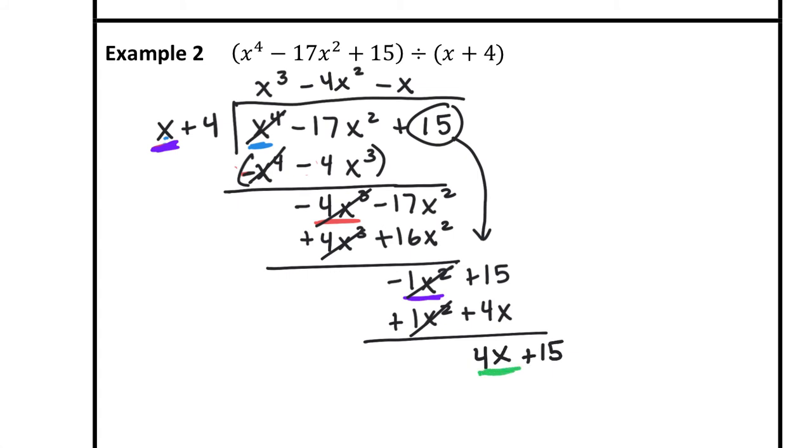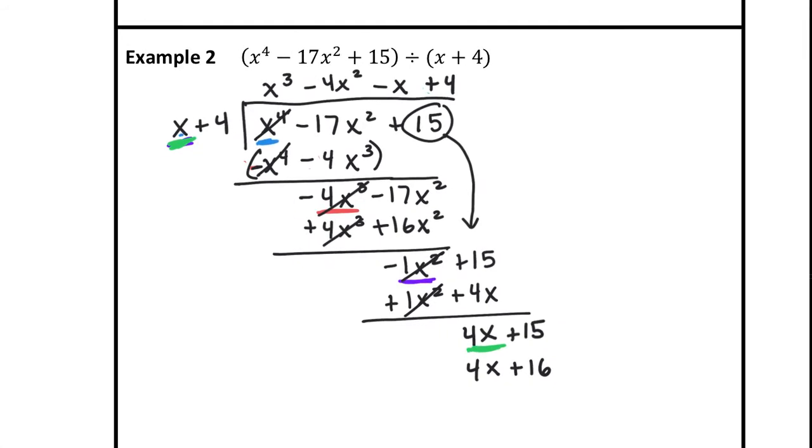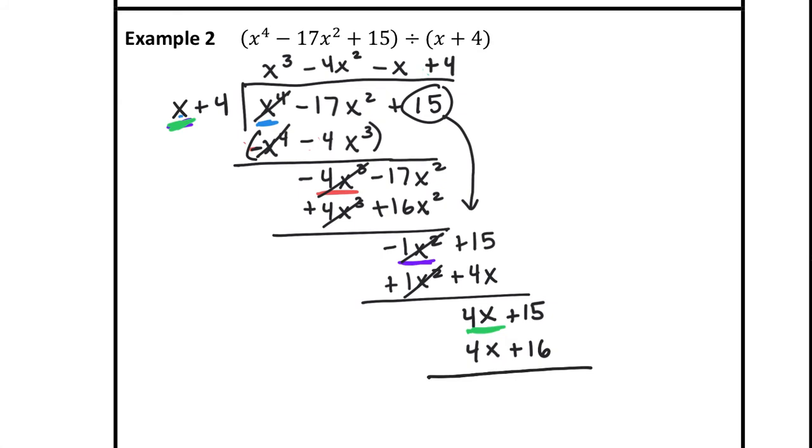Then I'm going to divide 4x divided by x. 4x divided by x is positive 4. So we multiply 4 times x is 4x. 4 times 4 is 16. We're going to subtract, so that's going to change the positive 4x to a negative, and it's going to change this positive 16 to a negative. So these are going to cancel.